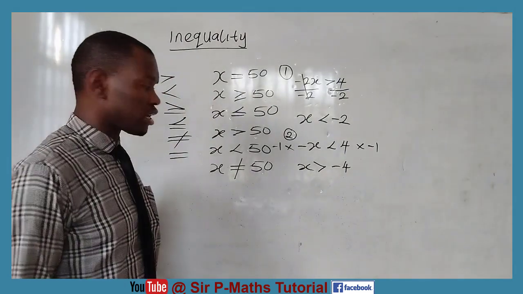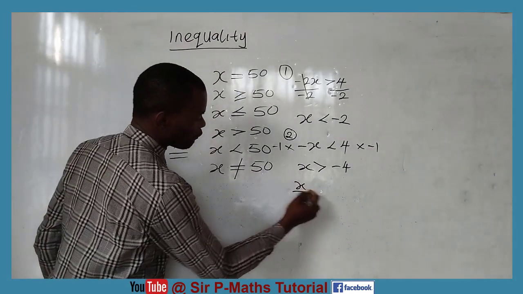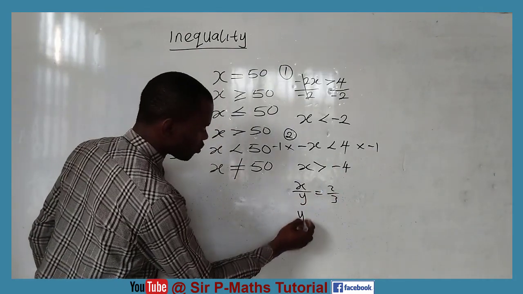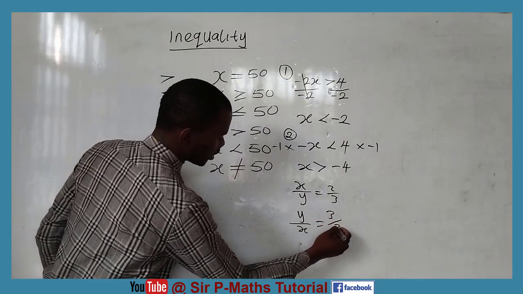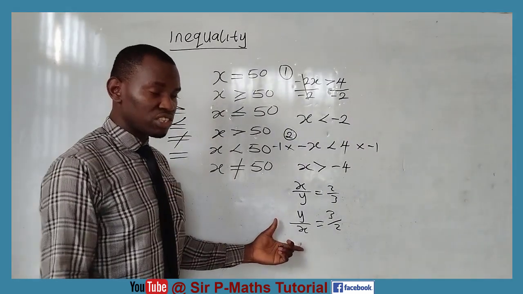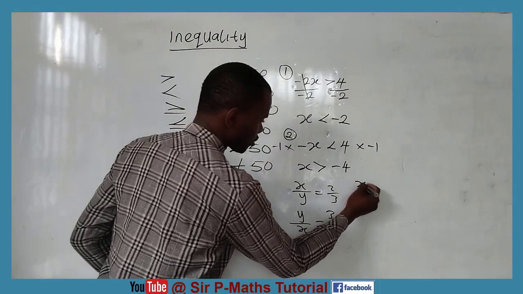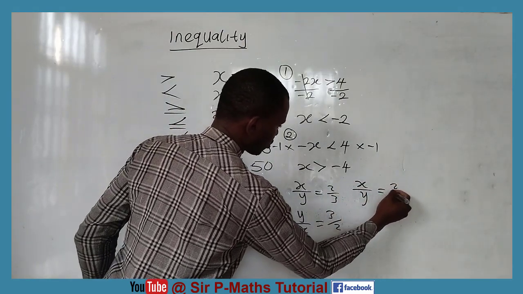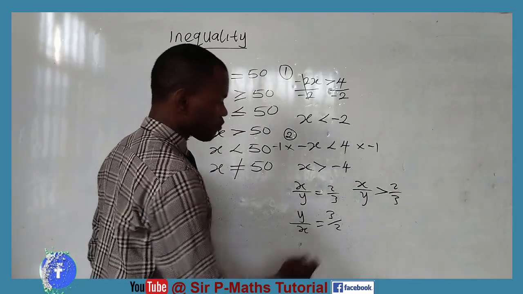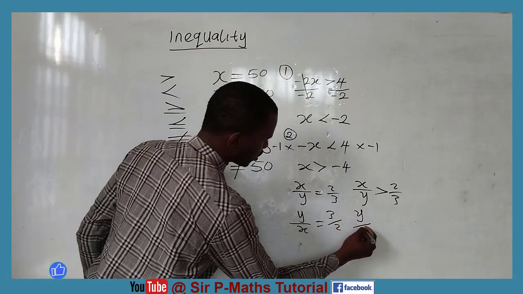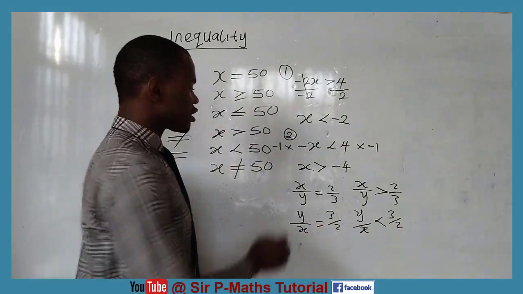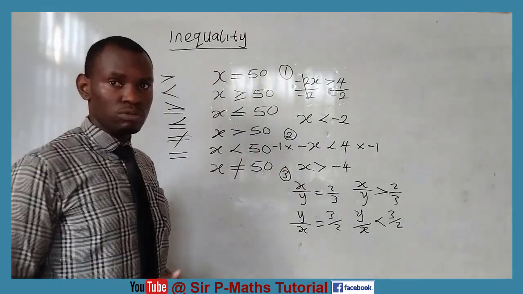Another case is when we take the reciprocal of an inequality. For instance, if I have X over Y equal to 2 over 3, the reciprocal of this equation, Y over X, is equal to 3 over 2. This is reciprocal. But in inequality, whenever you take the reciprocal, the sign will also change. Considering the same variables and numbers, if this is X over Y greater than 2 over 3, taking the reciprocal, Y over X, the sign will now change to less than. So this is the third property we have to take note of.